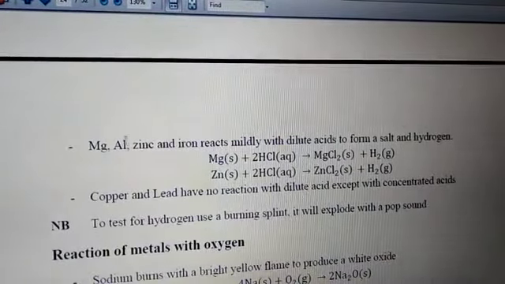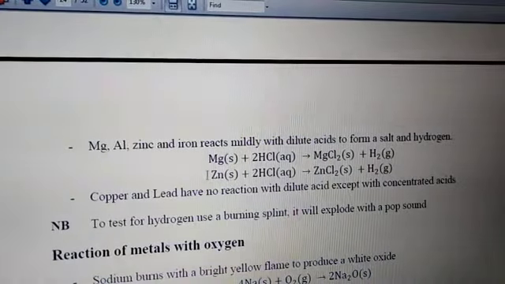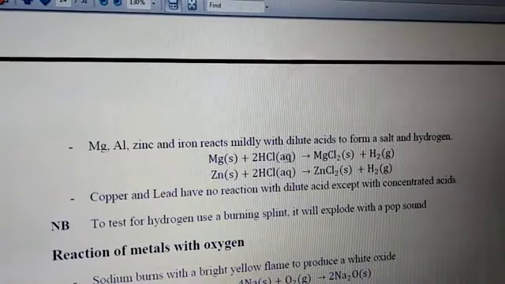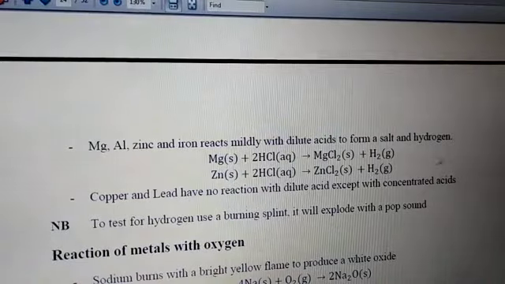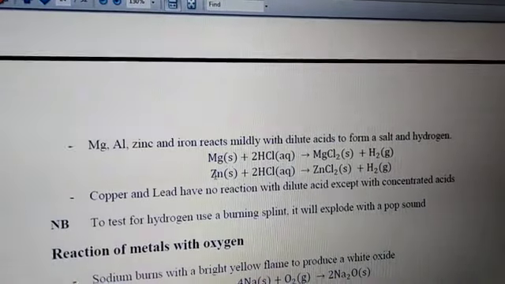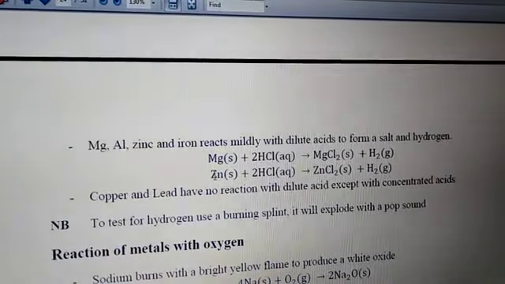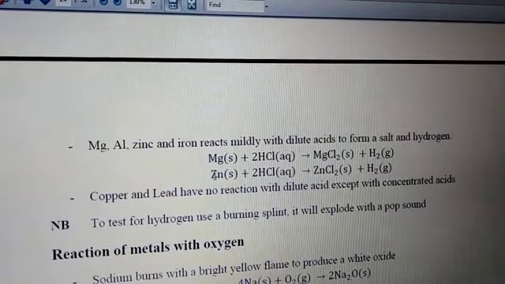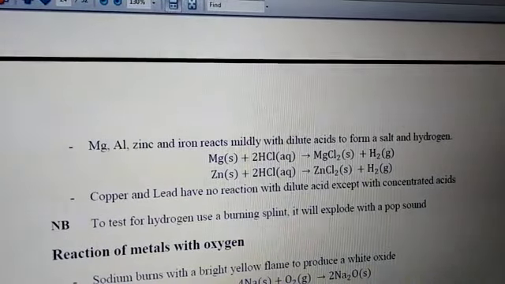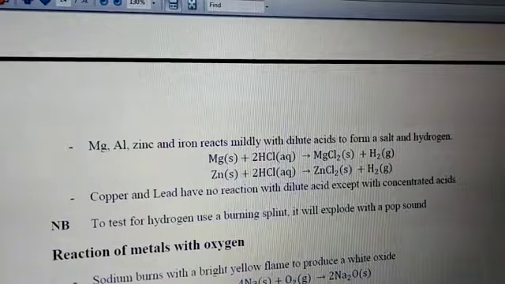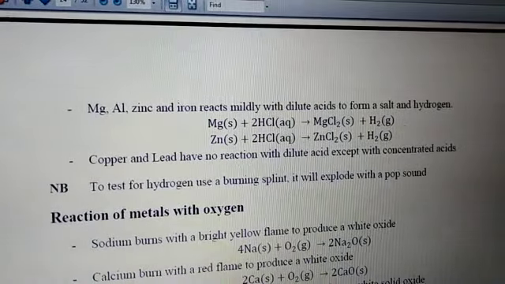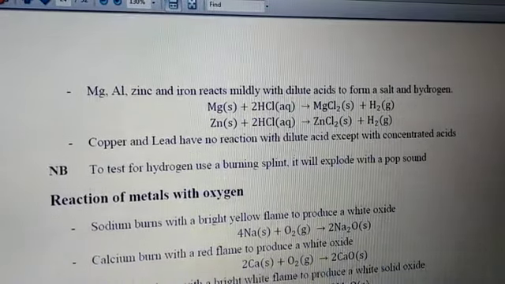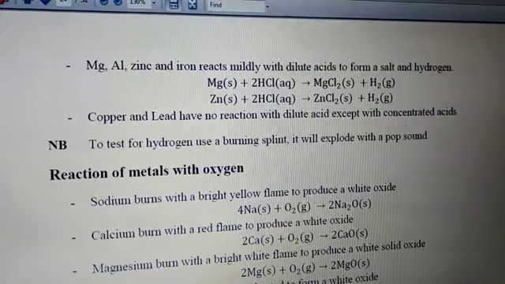As for magnesium, aluminium, zinc, and iron, they will react mildly with dilute acids to form salt and hydrogen. For example, magnesium and hydrochloric acid will give us magnesium chloride, which is our salt, and hydrogen gas. Zinc will give us zinc chloride and hydrogen. Aluminium will give us aluminium chloride and hydrogen gas.